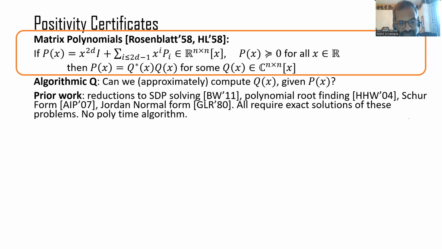So these are very nice results, but the downside is that they all require us to solve each of these problems exactly. For example, solving an SDP exactly or computing a Jordan normal form exactly. And none of these things can actually be done exactly on a computer in a finite number of bit operations. So actually, these results don't give a provable polynomial time algorithm for this problem.